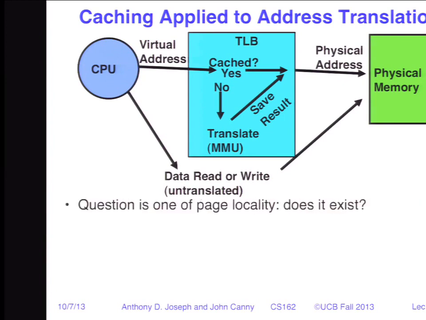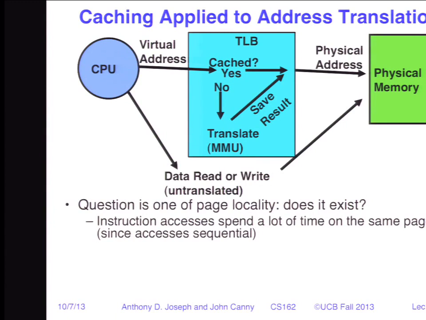OK, so now, first question we can ask is, is there page locality? Is it valuable to cache a virtual page to physical page number translation? And the answer is yes. Things like instruction access spend a lot of time on the same page, because you tend to have sequences of instructions and then a branch. Most branches also tend to be very short, maybe 50 instructions or so. So a lot of times, instructions are going to be spending a lot of time on the same page. For that reason alone, a TLB would be useful.